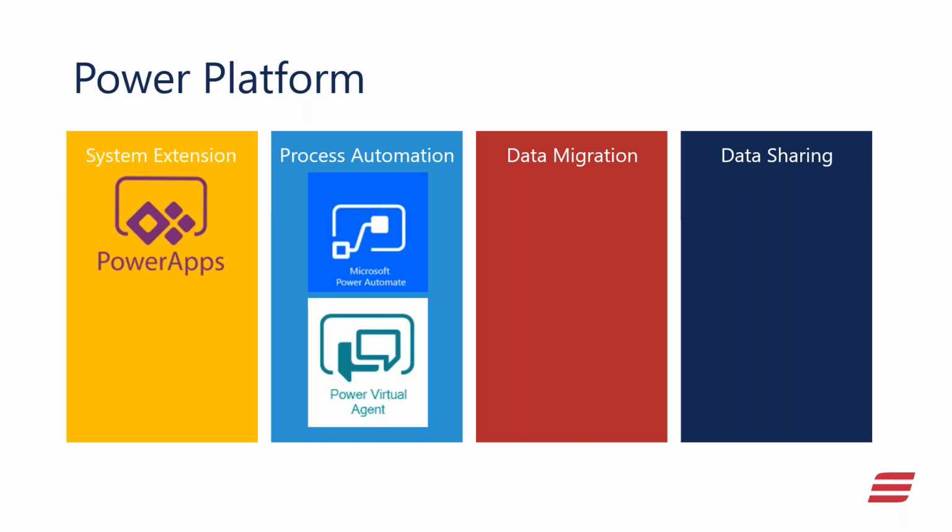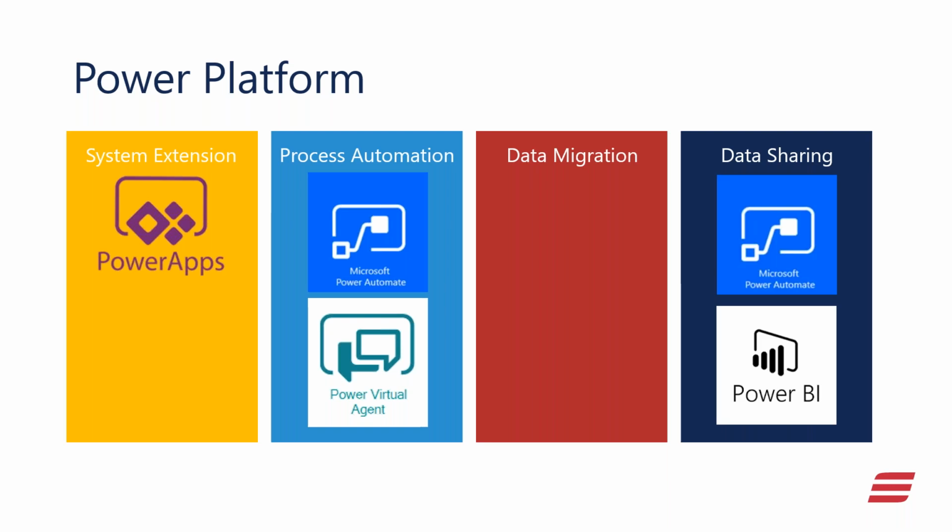Under process automation, obviously we've got Power Automate and Power Virtual Agent. These are abilities to get users out of non-value-add processes. Down here on data sharing, we've got Power Automate again, in case data needs to move around, and then Power BI. Power BI is meant more for a 30,000-foot view. It's beautiful. I love Power BI. I work in it quite a bit, but it's really a graphical tool. It's meant to create those dashboards.